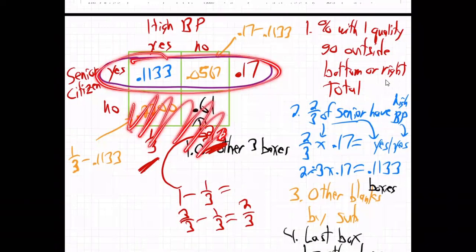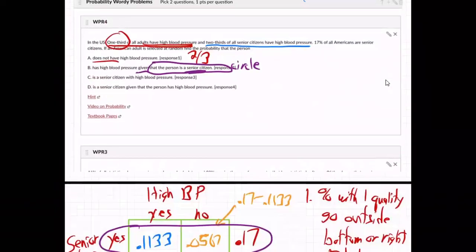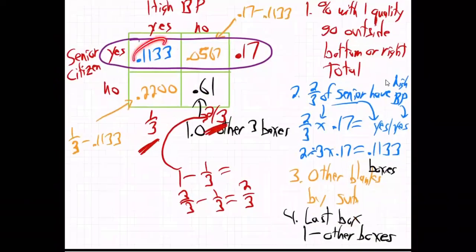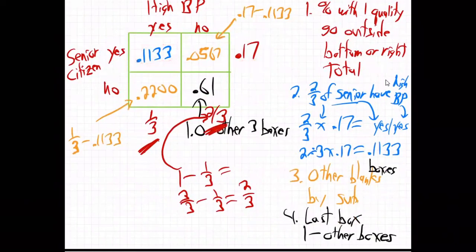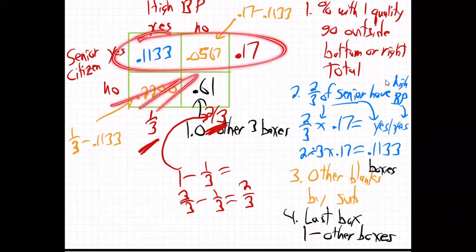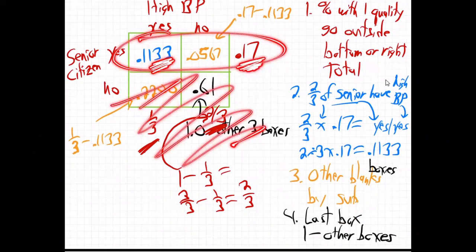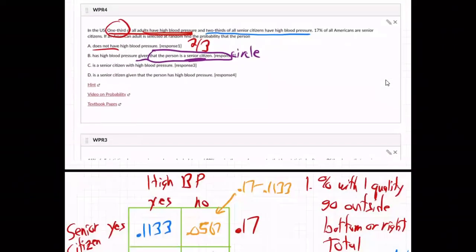Yes, senior citizen. And what was the question? Has high blood pressure given they're a senior citizen. So yes, high blood pressure over the total senior citizens. See that? So I'm focusing right here. Don't care about any other numbers. Yes, high blood pressure over the total senior citizens: 0.1133 over 0.17. Let's do that in your calculator. 0.1133 over 0.17.